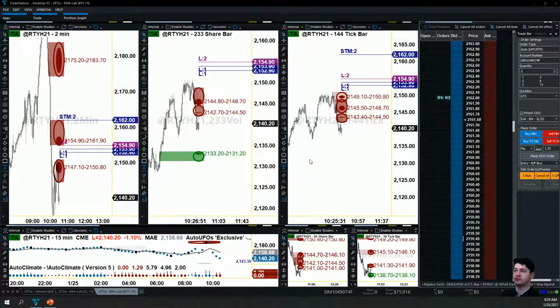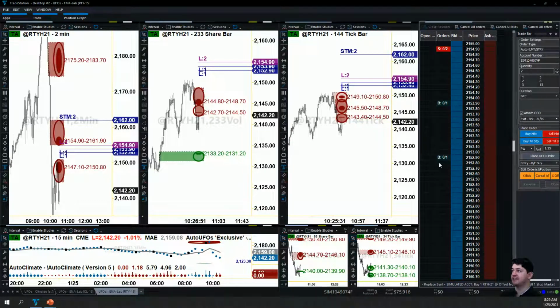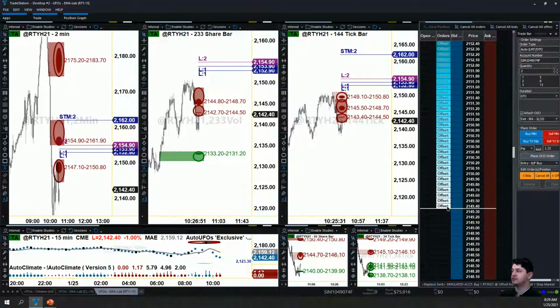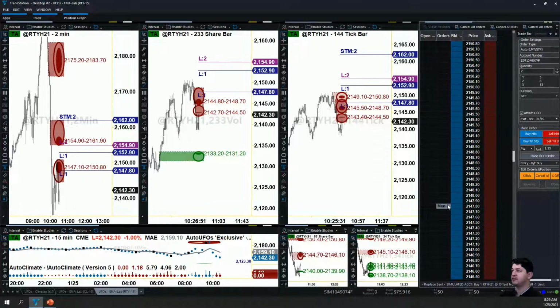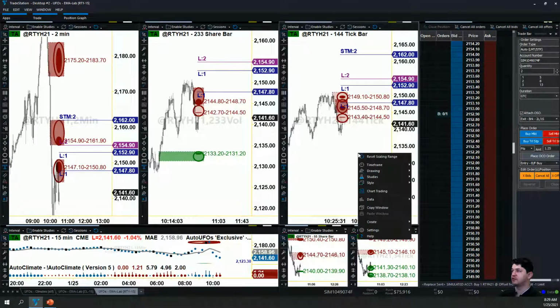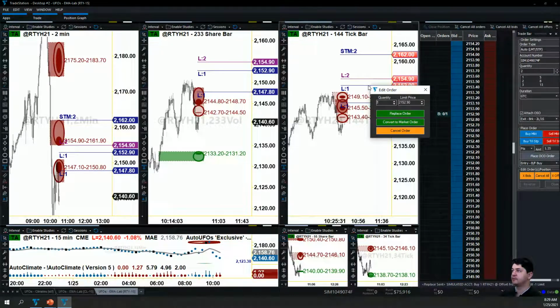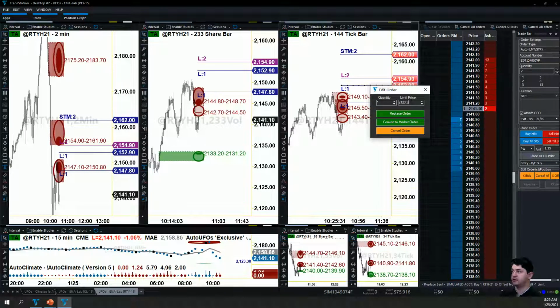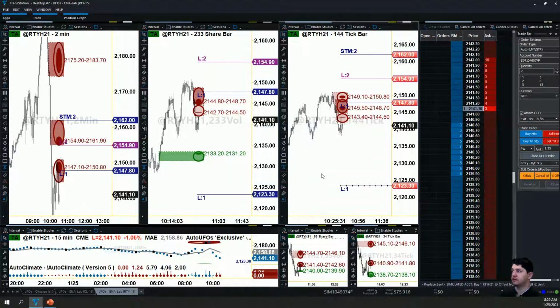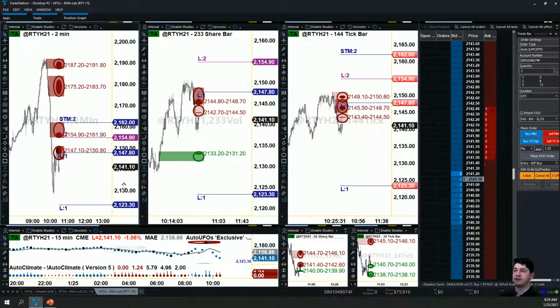So again, 62 minus 54.9, that's 7.1 points. So our T1 will be at 47.8, right? So 47.8, and our T2, I'm just going to enable chart trading here, and I'm going to move our T2 down to 21.23.3. Okay, yes. So that would be the trade.